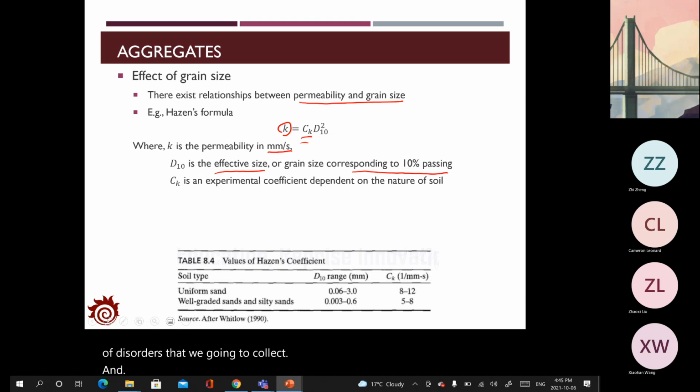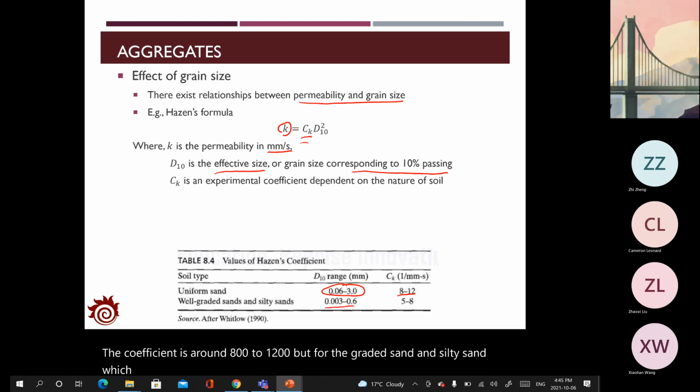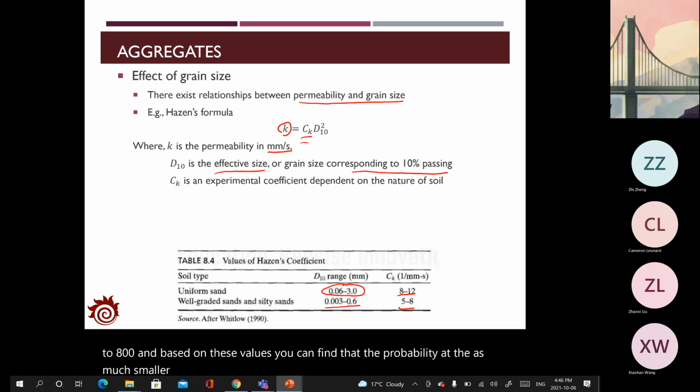Generally for the uniform sand, the effective size is around 0.06 to 3 millimeters, and the coefficient is around 8 to 12. But for the well-graded sand and the silty sand, with the effective size of 0.003 to 0.6, the coefficient is around 5 to 8. And based on these values, you can find that the permeability is much smaller for the well-graded sand and the silty sand.